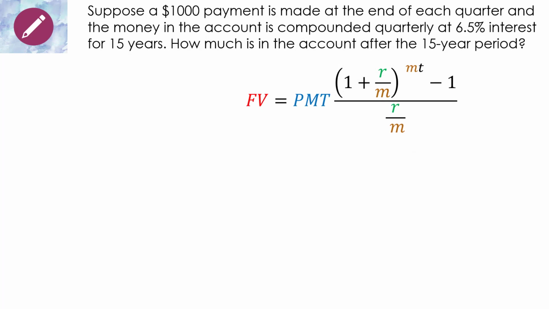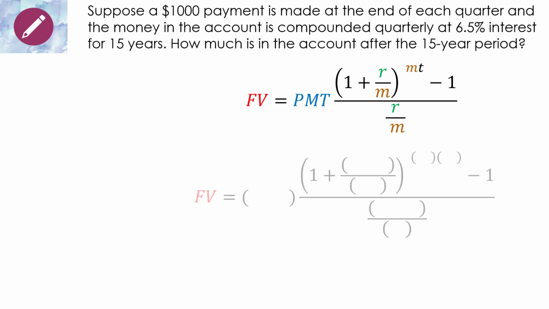Suppose a $1,000 payment is made at the end of each quarter, and the money in the account is compounded quarterly at 6.5% interest for 15 years. How much is in the account after the 15-year period? This is our formula. Now let's fill in what we know.